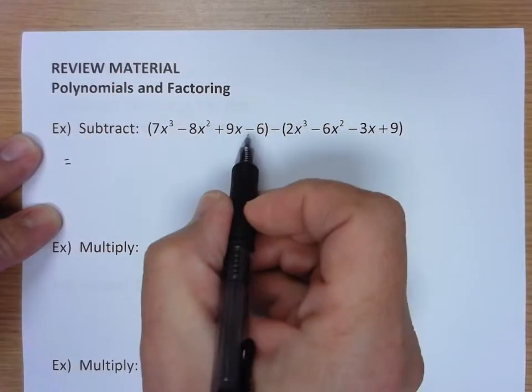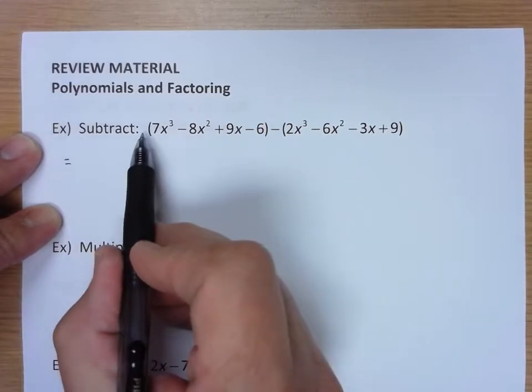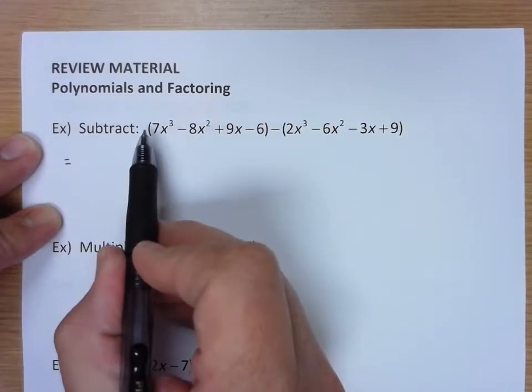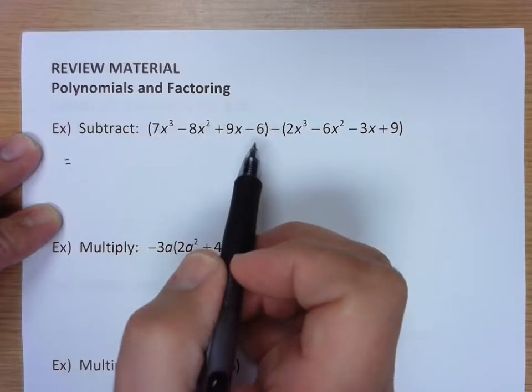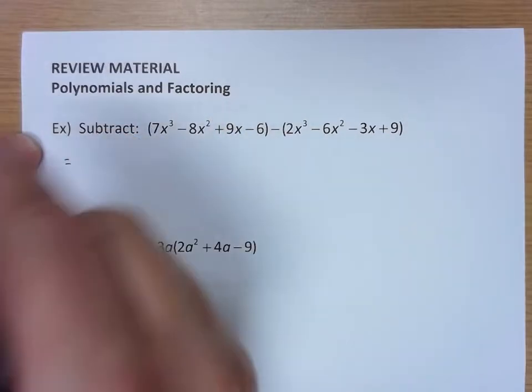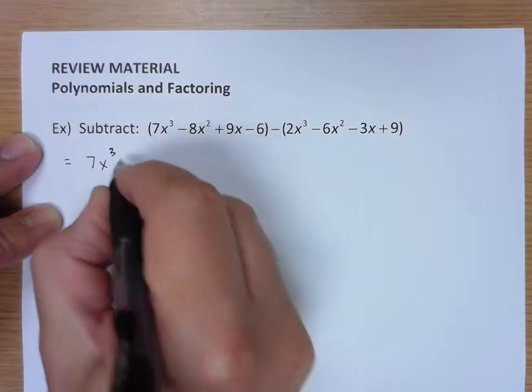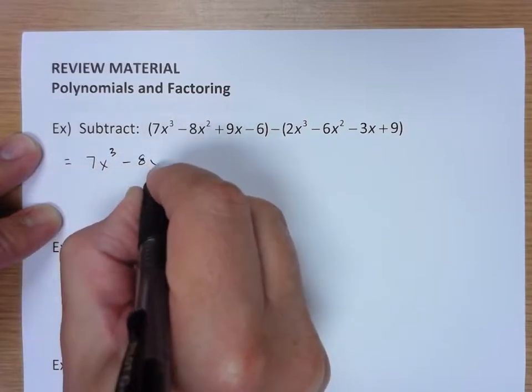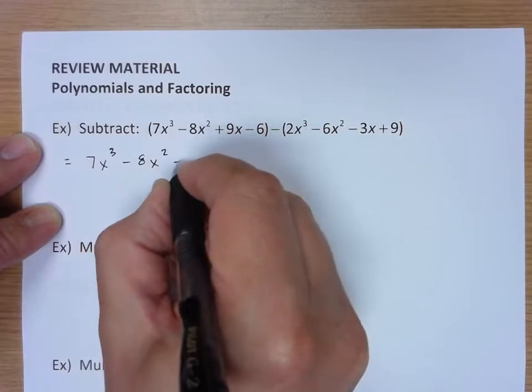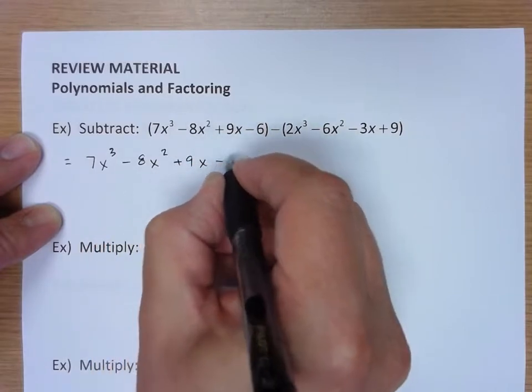The first set of parentheses is completely unnecessary because there's no negative sign here to indicate that there's going to be sign changes. So you can remove this pair of parentheses without doing anything to the polynomial inside. Copy it down as 7x to the third minus 8x squared plus 9x minus 6.